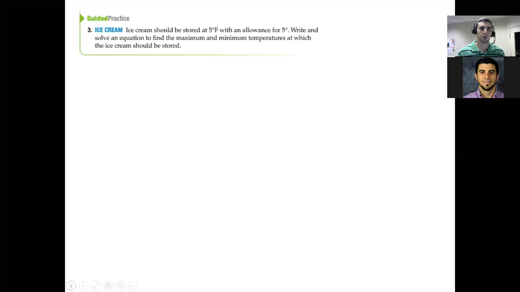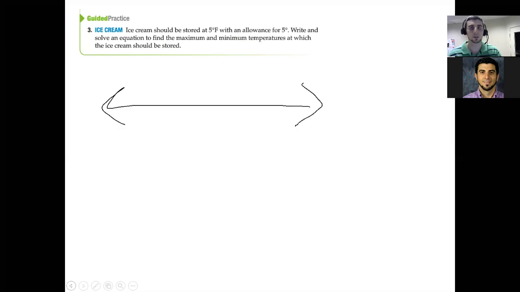So ice cream should be stored at 5 degrees with an allowance for 5 degrees. Write and solve an equation to find the maximum and minimum temperatures at which ice cream should be stored. So for this problem, I'm just going to work you through this one. The temperature of the ice cream, it helps if you draw this on a number line, should be stored at 5 degrees. So here's 5 degrees with an allowance for 5 degrees.